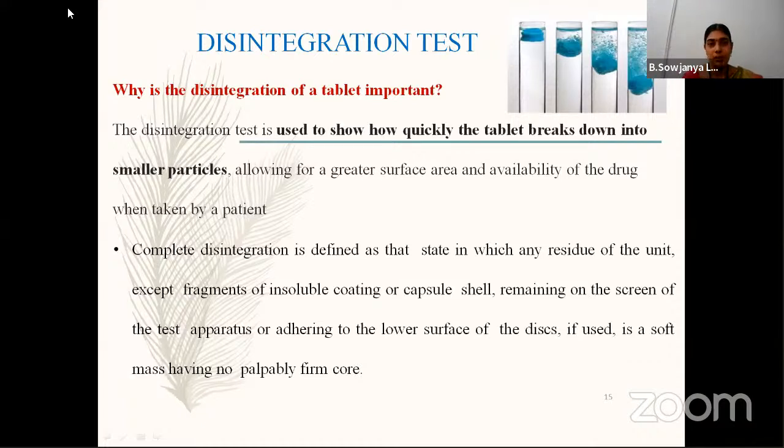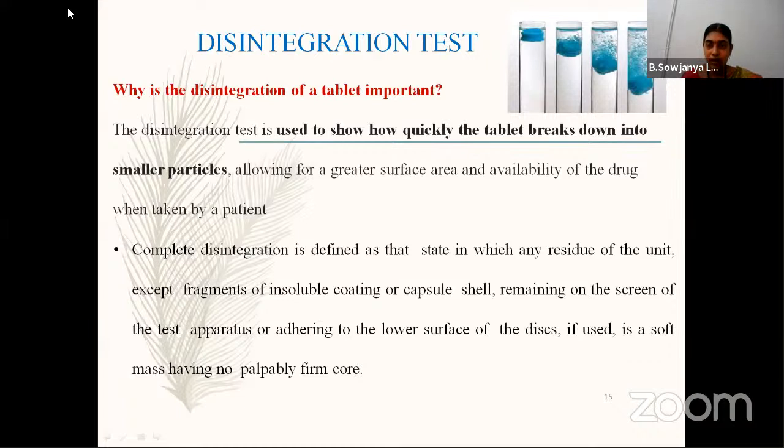If it is completely shown quickly, the tablet breaks into smaller particles like granules. If the particle size is less, the surface area is high, so the availability of the drug is easy. So the absorption and the dissolution increase simultaneously. Why is the disintegration of a tablet very important? The disintegration test is very important for solid dosage forms like tablets and capsules.